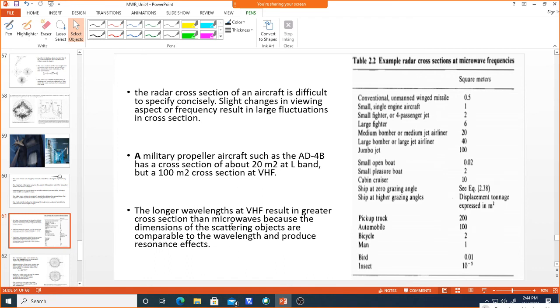Because as the frequency varies, lambda varies. Because of that lambda, the scattering object is either comparable to the wavelength, or less than the wavelength, or greater than the wavelength. Based on that, it will produce different resonance effects, and because of those resonance effects it will give different RCS values. That is one of the important points to note down. With respect to frequency the wavelength varies, and the target size relative to the wavelength will vary, and it will give different RCS.